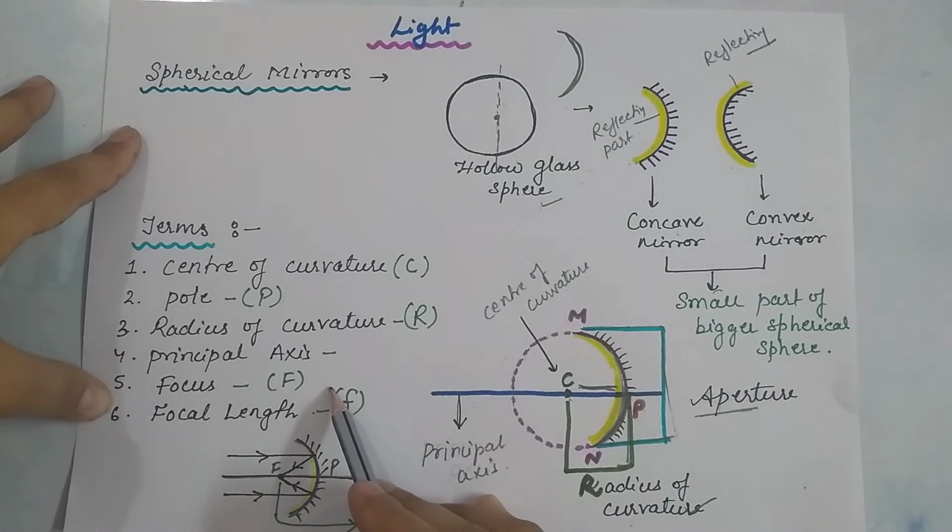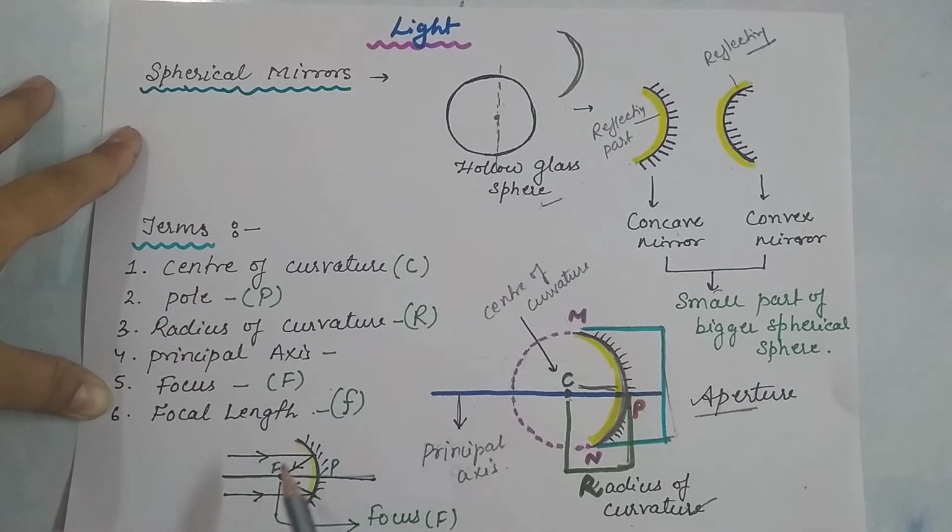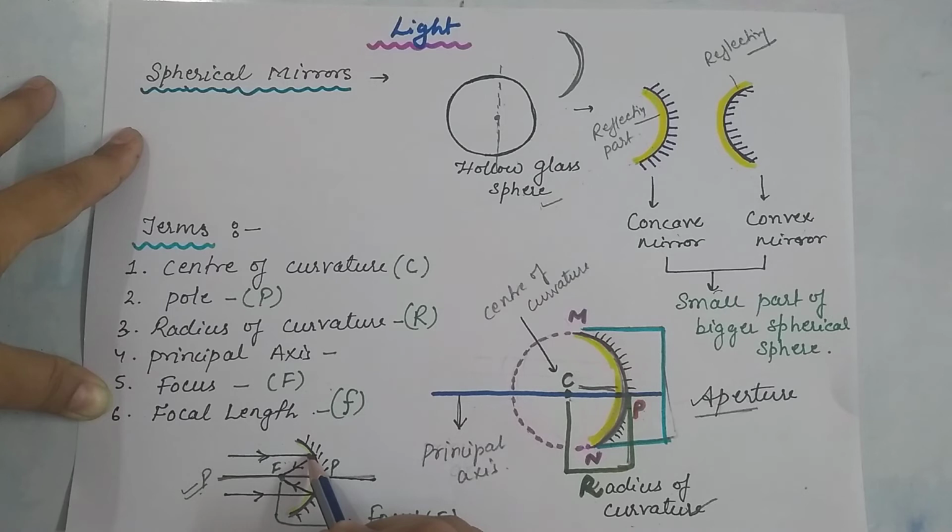Next is your focus. Focus is a point. I have drawn this aperture, and this line is your principal axis, and this is the pole P. When light rays parallel to the principal axis are incident on the mirror, here the concave mirror, and they reflect and meet at a point, that point is called focus. So the point where all the parallel incident light rays converge or meet is called focus.